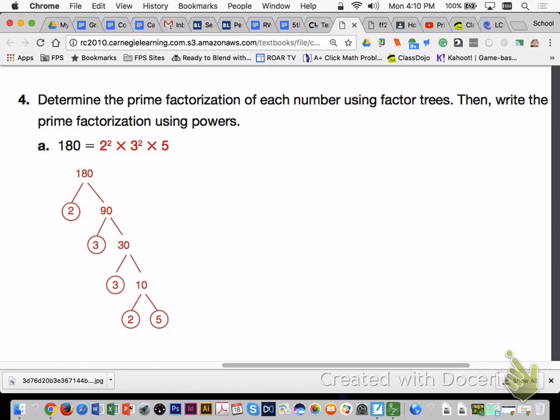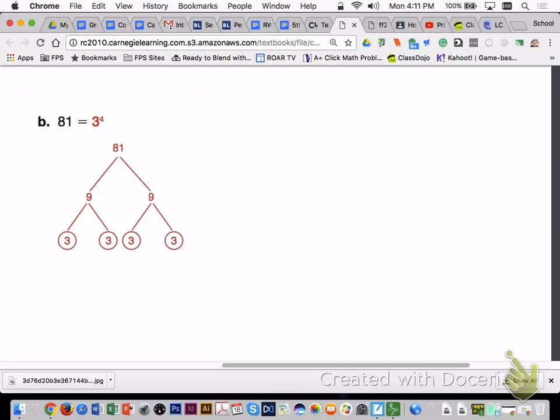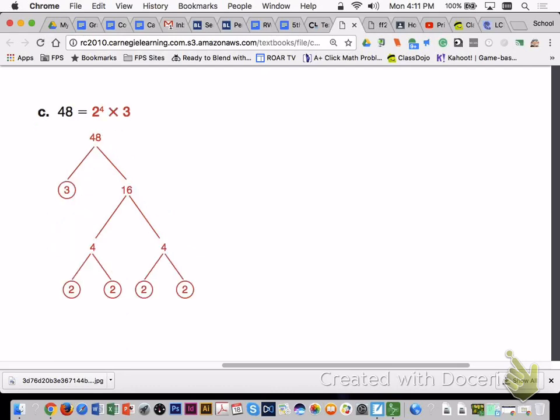For number 4, letter A, here is an example of what your factor tree could look like. The prime factorization for 180, 2 squared times 3 squared times 5. For letter B, an example of what your factor tree could look like. The prime factorization for 81 is 3 to the 4th power. And for letter C, an example of what your factor tree could look like. The prime factorization for 48, 2 to the 4th power times 3.